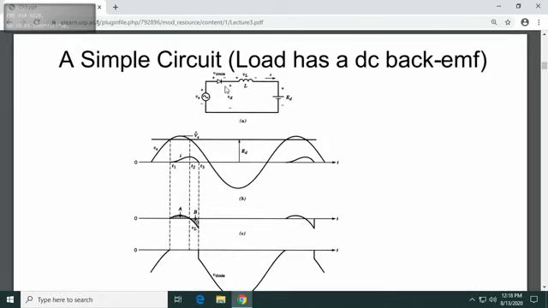Now what happens in this case? Again very similar operation. Okay, we have V source here, and this is our DC voltage of the battery, VD. Okay, ED we have said to be ED.